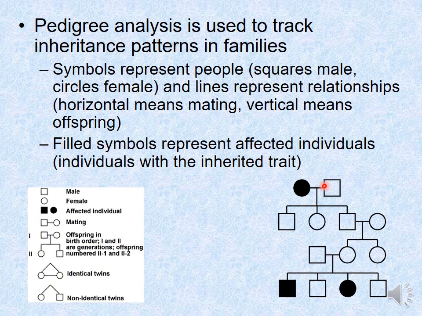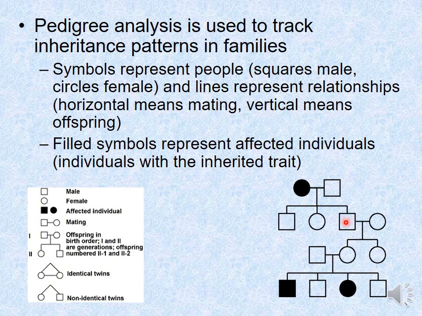these pedigrees are old-fashioned, they're old-timey, and so a lot of the times they will mean that marriage, but really it just means that there is a mating situation that happens. So the horizontal line is mating, but I will accept marriage if you give me that as an answer. Vertical lines mean offspring. So this vertical line is showing that these are the offspring. These three are the offspring of these two parents.